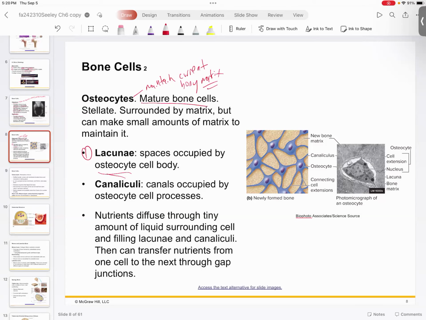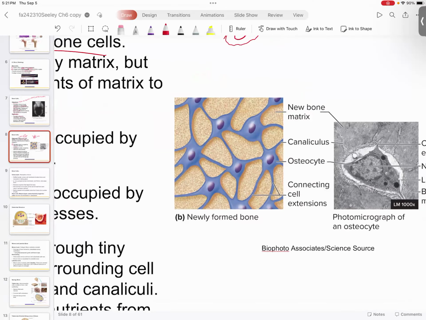As it starts to ossify, here's your little osteocyte. As it lays down the matrix on the outside of itself, it starts to fill up and surround itself with this hard bony matrix. But it leaves a little space for itself. That's the lacuna. In addition, it opens up little canals for itself. These little canals allow it to breathe and to gain nutrients.